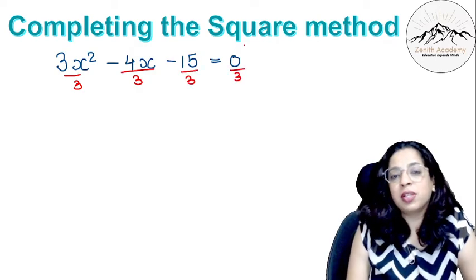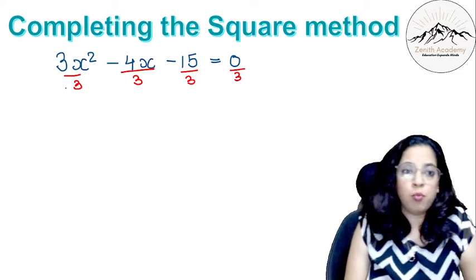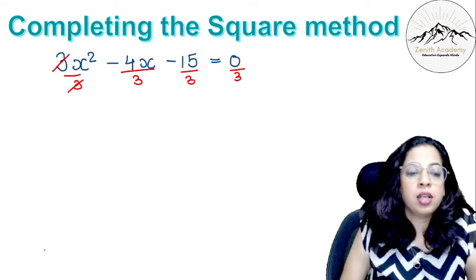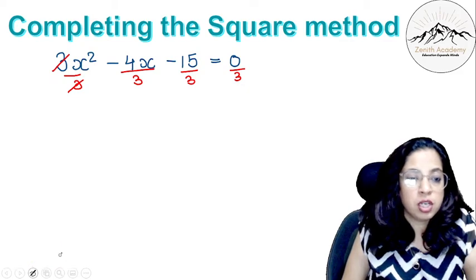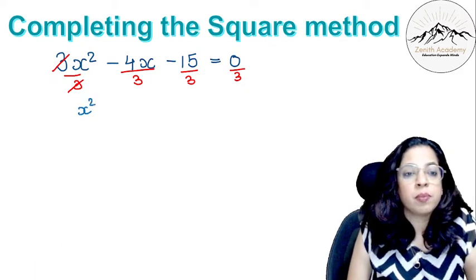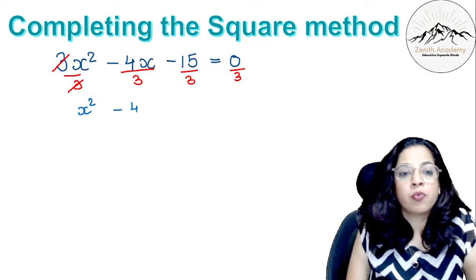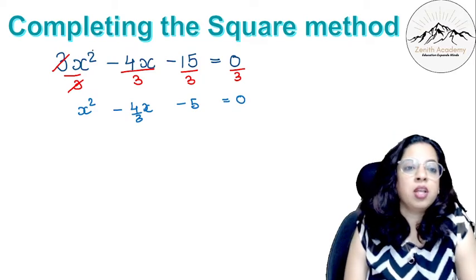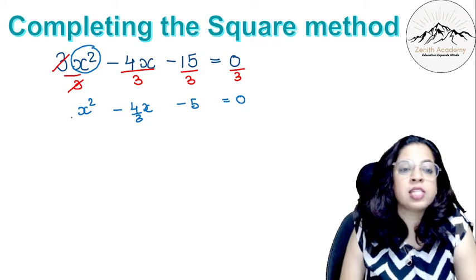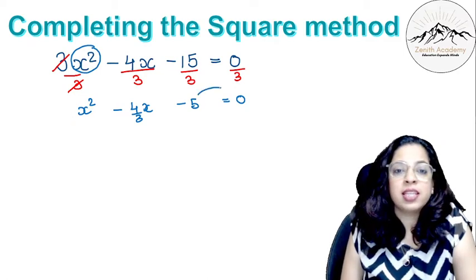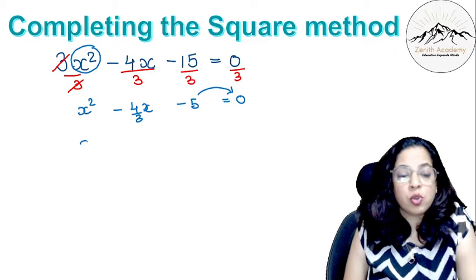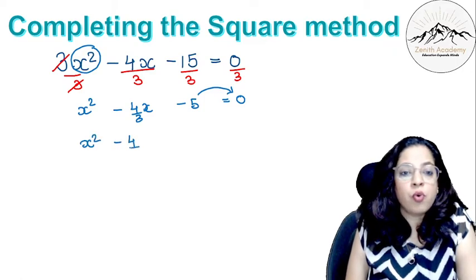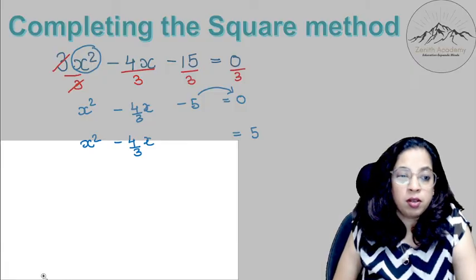If this is divided by 3, this becomes 0, so we don't show it most often. So we get now, let me change the color, x square or simply 1x square minus 4 by 3x minus 5 is equal to 0. Okay. So the first step was making the coefficient of x square 1. The next step is taking this constant on the other side. So you have x square minus 4 by 3x is equal to positive 5.